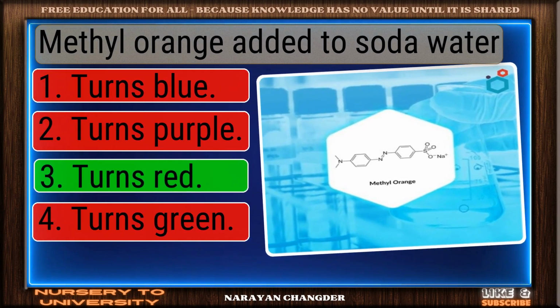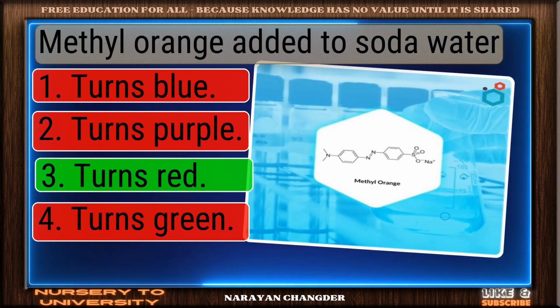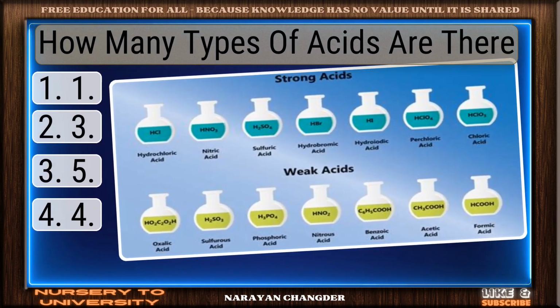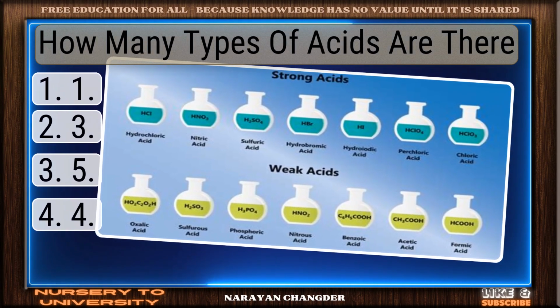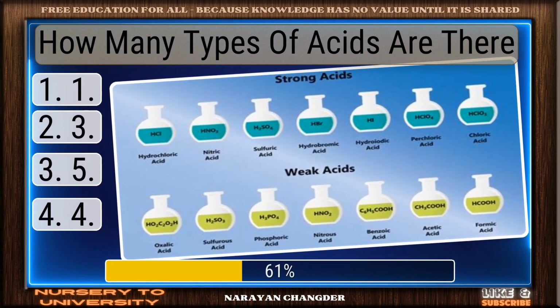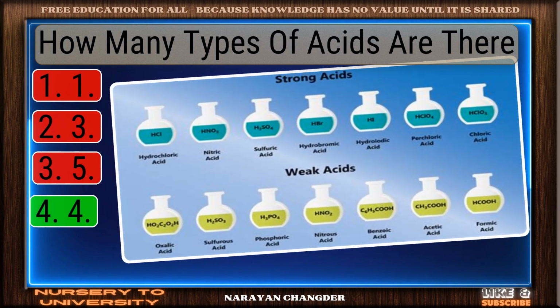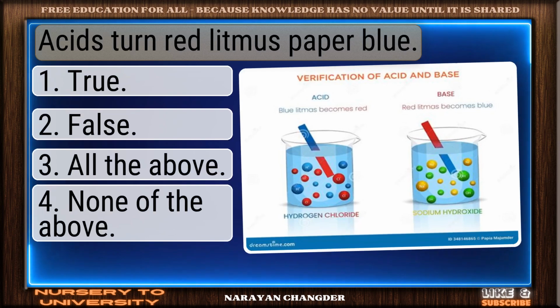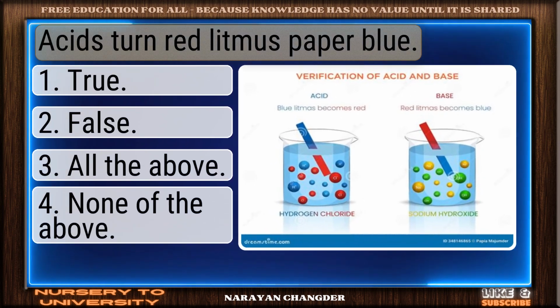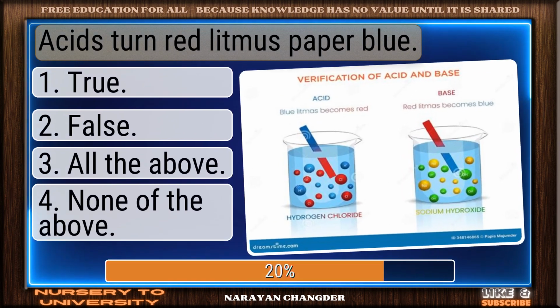Smart move. Turns red is an accurate answer. Question number 106. How many types of acids are there? Great thinking. 4 is the right choice. Question number 107. Acids turn red litmus paper blue?